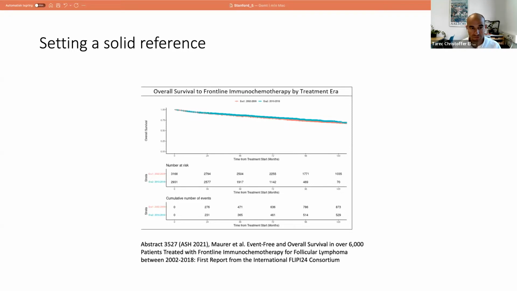It's just an example of benchmarking. This is a study from the Mayo Clinic from Matthew Mora. He collected a lot of data from follicular lymphoma and the outcomes over time. And this really puts a nice benchmark to development in follicular lymphoma in first-line treatment. You also see that since survival is almost near 100% for a long time, this really puts a high bar for new treatment interventions.